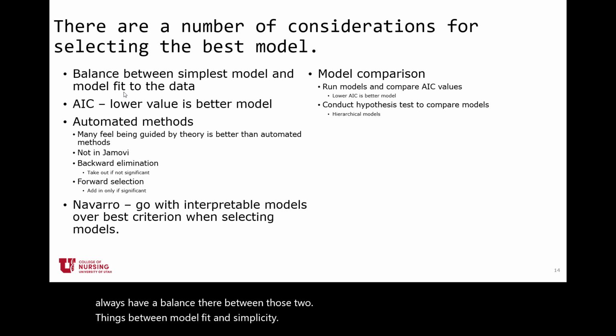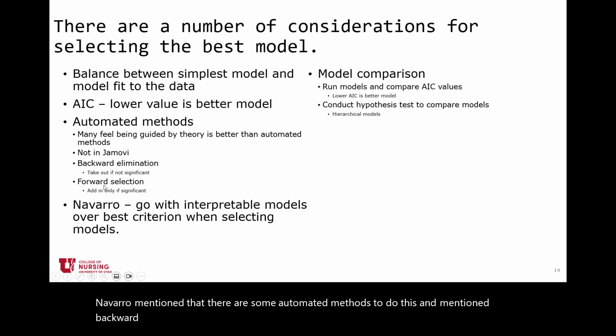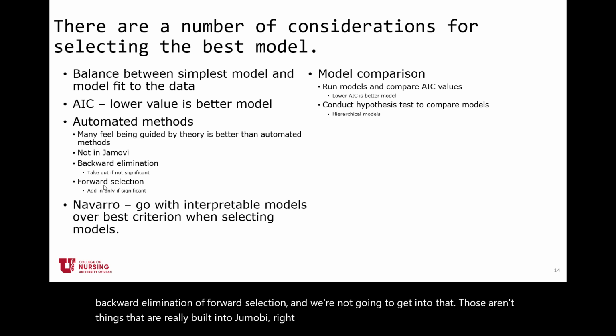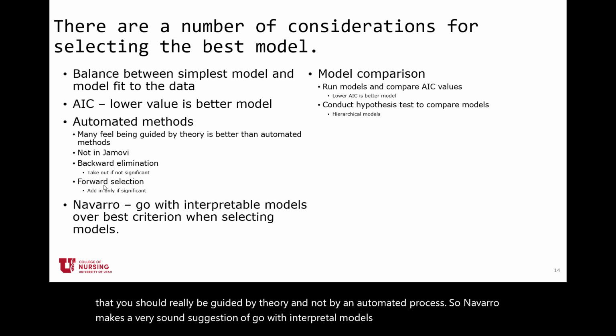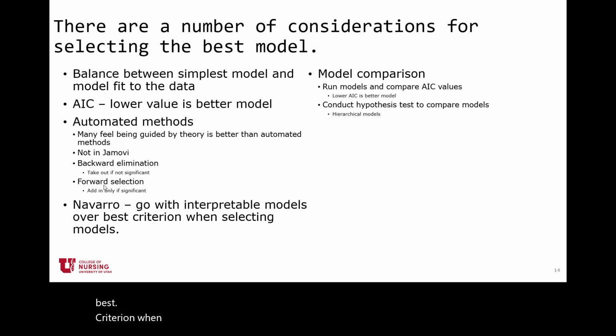Navarro mentioned that there are some automated methods to do this, and mentioned backward elimination and forward selection. We're not going to get into that. Those aren't things that are really built into Jamovi right now. And there's some pretty good arguments that you should really be guided by theory and not by an automated process. So Navarro makes a very sound suggestion: go with interpretable models over the best criterion when selecting models.